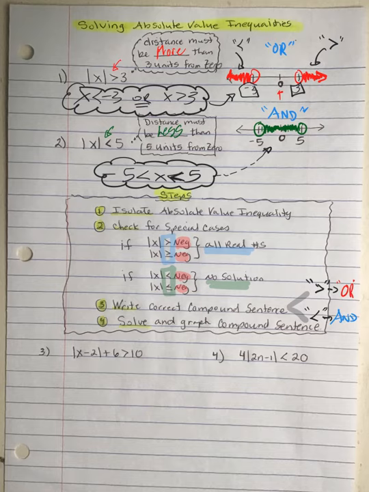Okay, so number 3. Remember, step 1 is to isolate. Remember, isolate means you must undo anything that's on the outside of the absolute value. So we have to undo any operations that are outside the absolute value. So that means we have to undo adding 6 by subtracting 6.